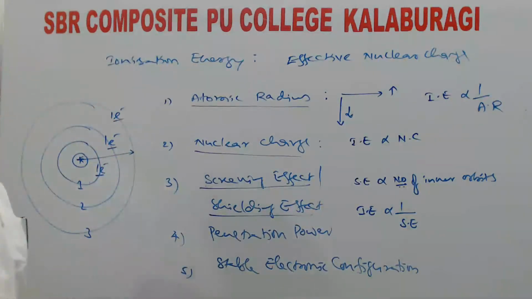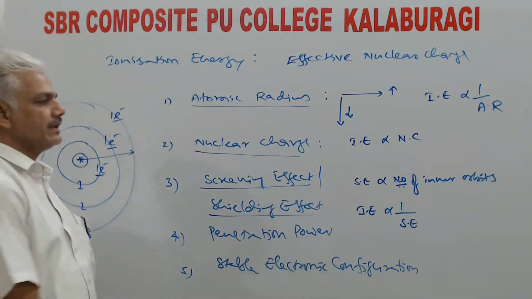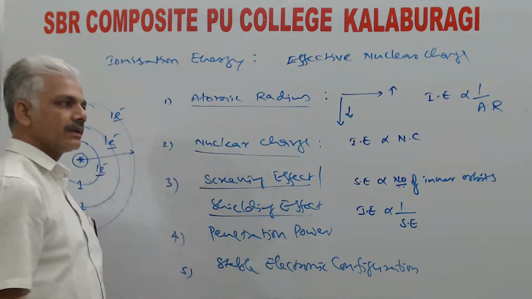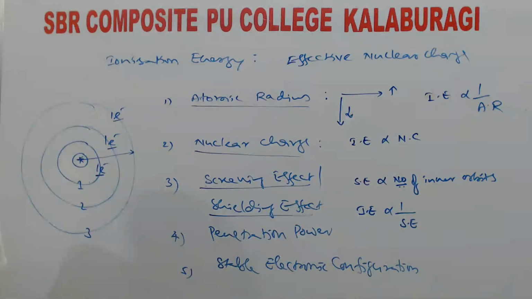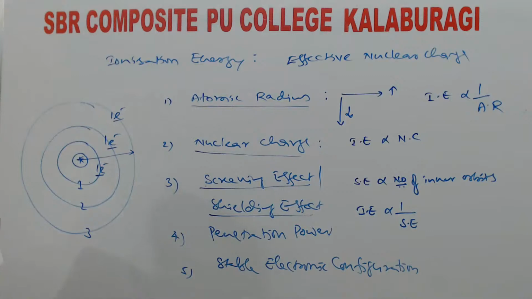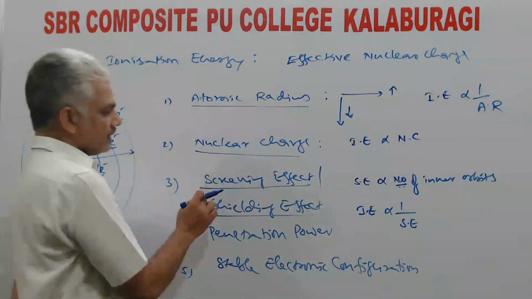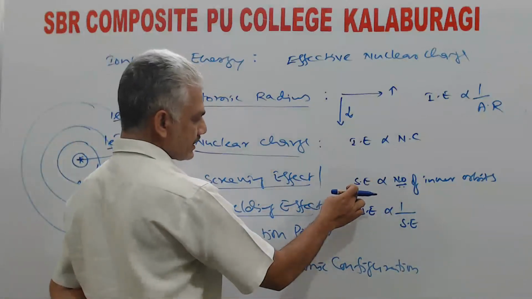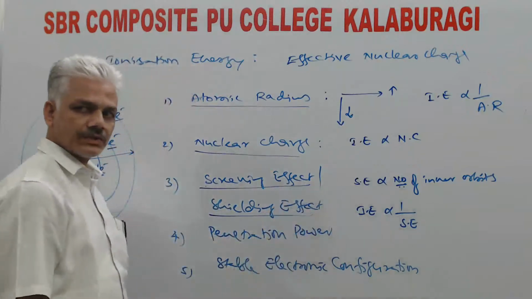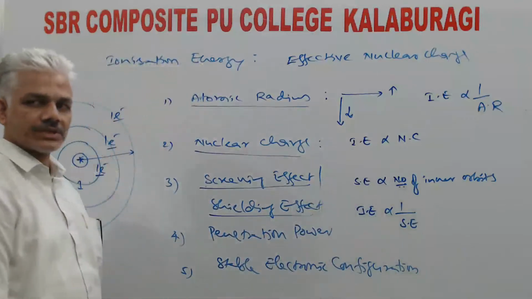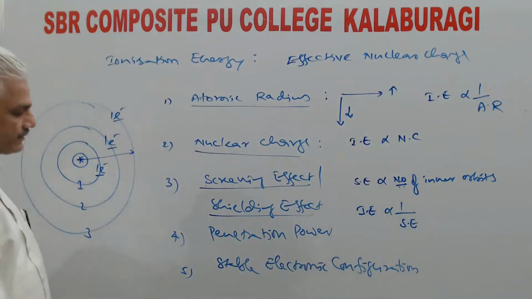Effective nuclear charge can be defined as the difference between the expected force of attraction due to the magnitude of positive charge present inside the nucleus minus the influence of the screening effect or shielding effect. So, point is, with the increase in the number of inner orbits, screening effect or shielding effect magnitude increases, and when it increases, ionization energy proportionately decreases.